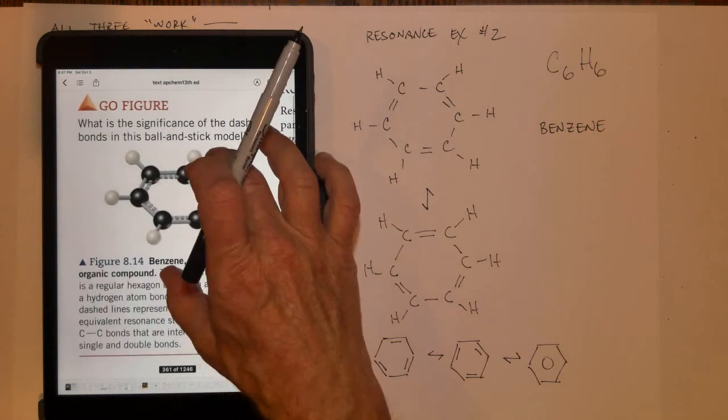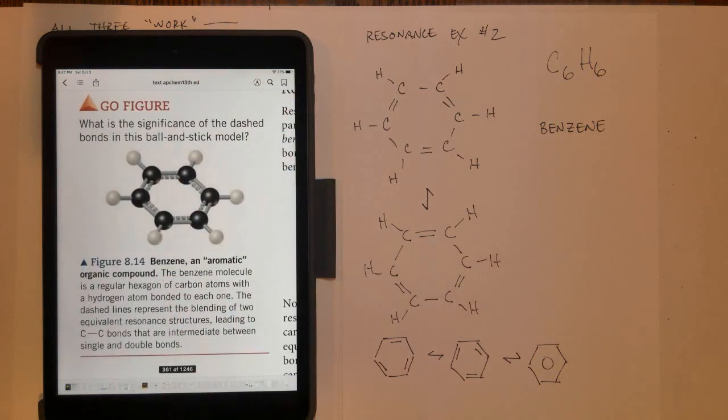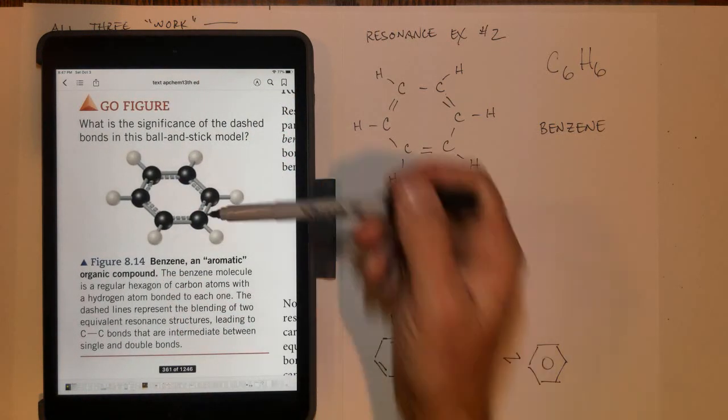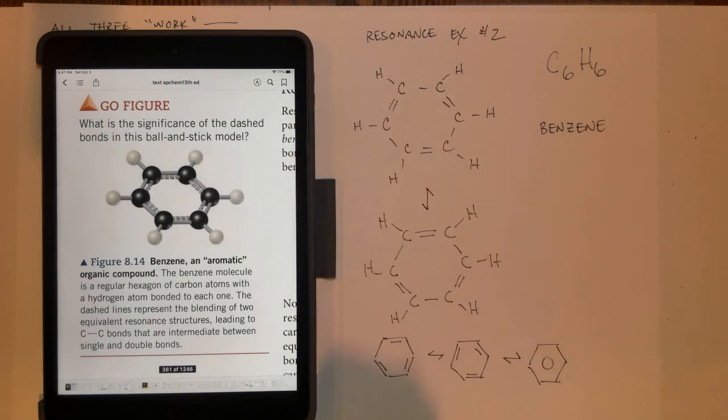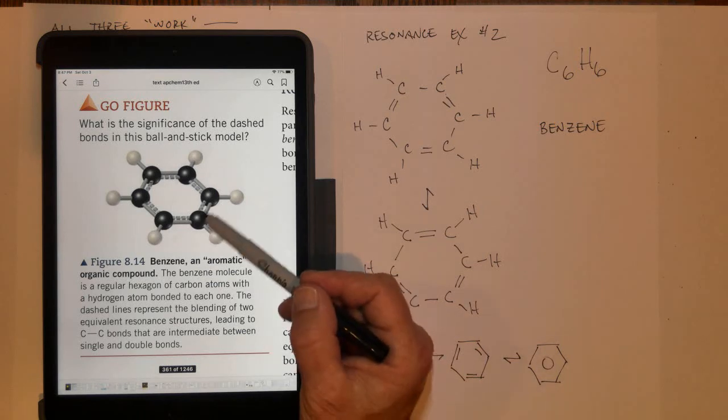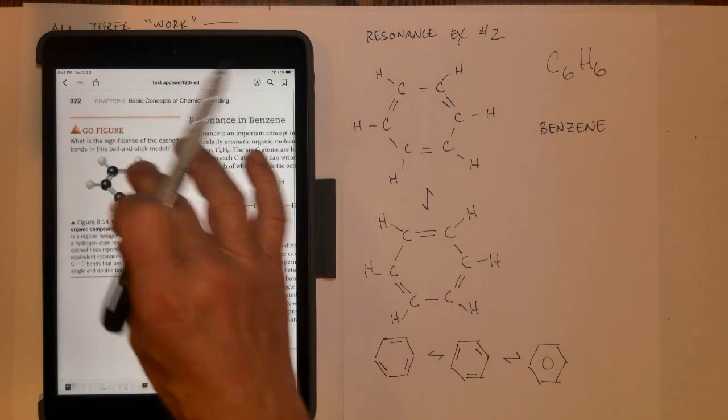Sometimes you'll see a space-filling model like this, and this structure has these dashed lines indicating that the double bond rotates between them. This is called an aromatic organic compound. That's because it's a cycle or a circle type compound like that. It's a regular hexagon of carbon atoms with a hydrogen bonded to each one. The dashed lines represent the blending of the two equivalent resonance structures.